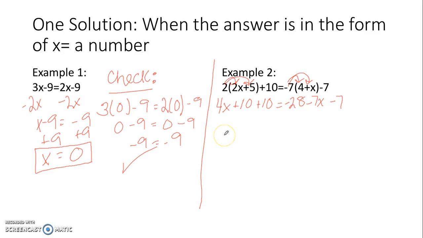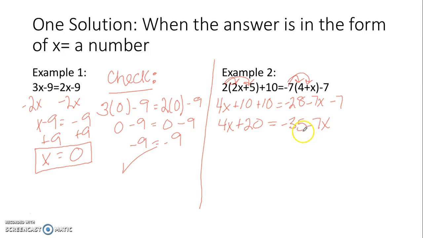Step 2 is to combine like terms if there are any. Well, in this case, there definitely are. So let's take a look at this side of the equation. We have 4x plus 10 plus 10. Well, 4x is the only x on that side, and we're going to add these two 10s together. 10 plus 10 is 20. Then we're going to do the same thing on this side. Negative 28 minus 7, we're going to get a negative 35, and we're going to bring that minus 7x right down.